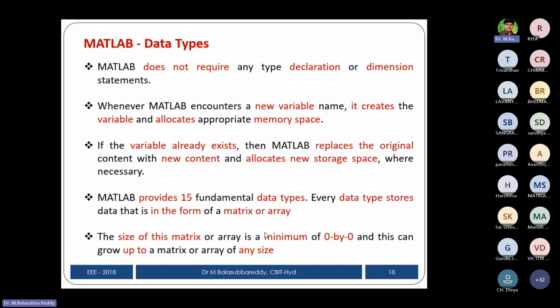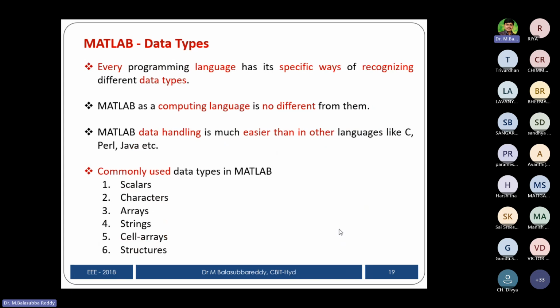If a variable already exists, what will happen? It replaces the original content with the new content. So that is the difference. And 15 fundamental data types are available. You can see there are data types in the form of a matrix or array. The size of the matrix or array is 0 by 0, defined by size also. We don't need to define any size initially. Whatever data you want to enter, you can enter and we can retrieve it. So that is the different kind of data structures I will show here.